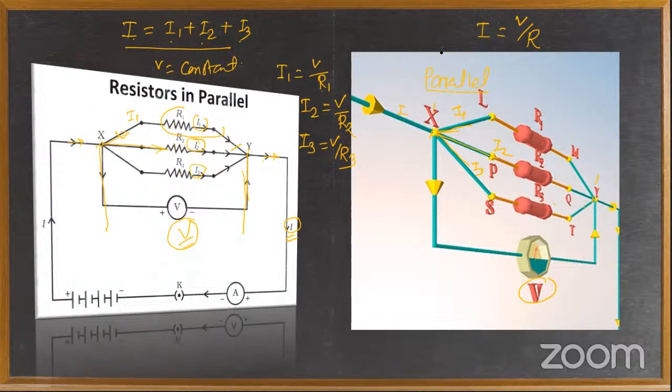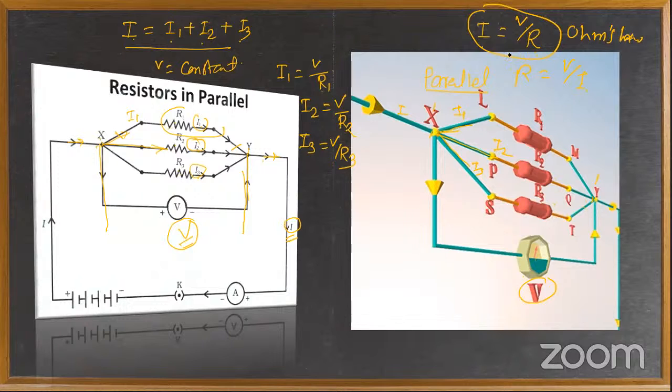Okay, then what we know? We know Ohm's law. What is Ohm's law? I is equal to V upon R. Ohm's law: R is equal to V upon I. That I has taken this side, and R I have taken that this side.